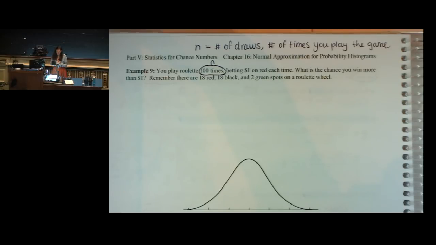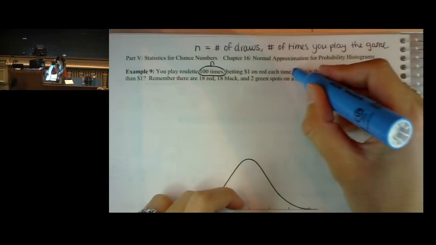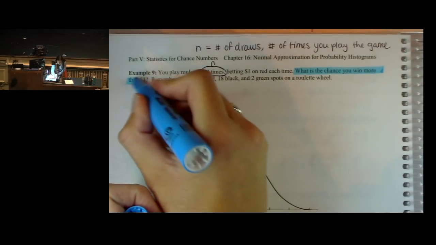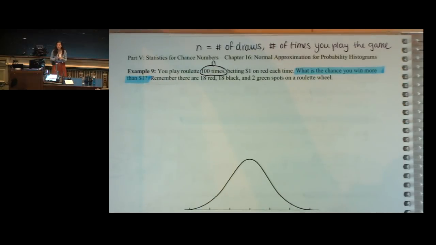All right, so we play 100 times betting $1 on red. What's the chance you'll win more than $1? All right, that's my question. And it says, remember the roulette wheel. There are 38 slots, 18 red, 18 black, 2 green. All right, so what's the chance you win more than $1?